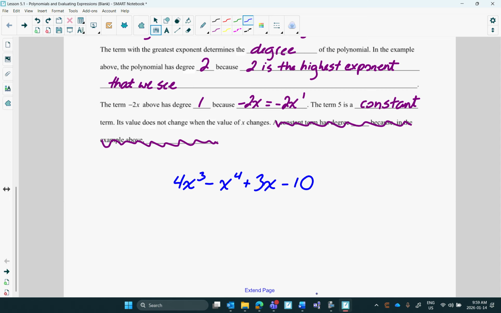How many terms does this polynomial have? 4. 1, 2, 3, 4. Okay, remember terms are separated by plus and minus.